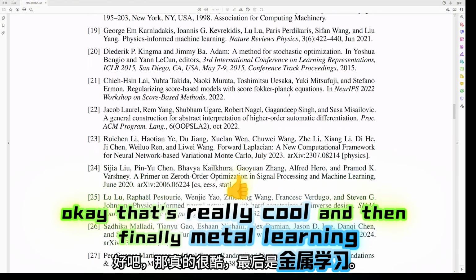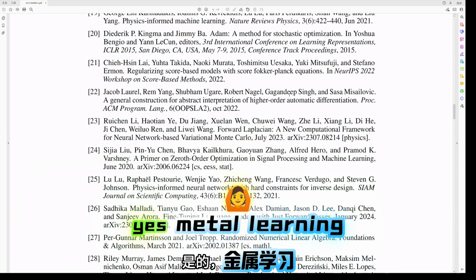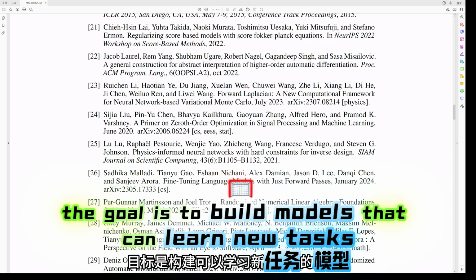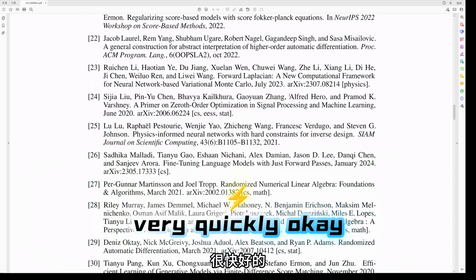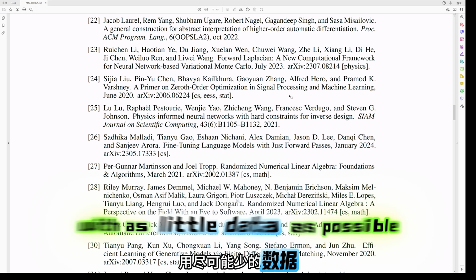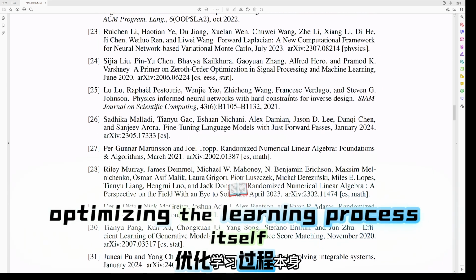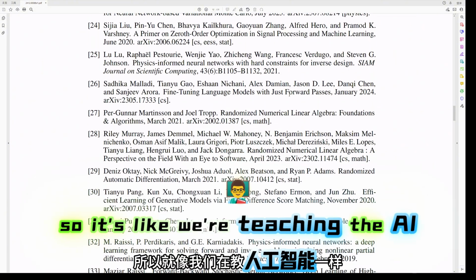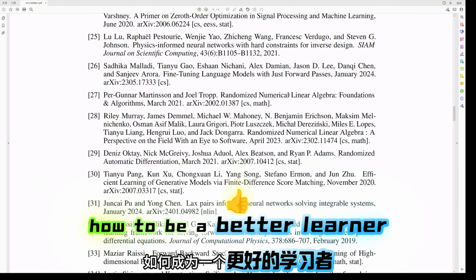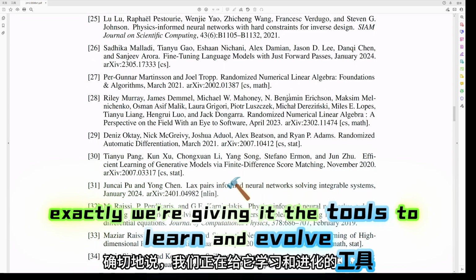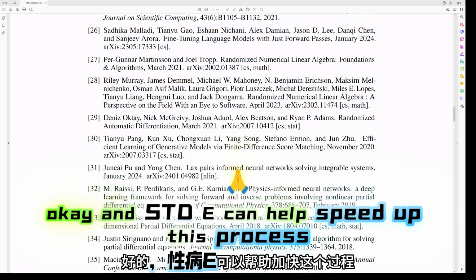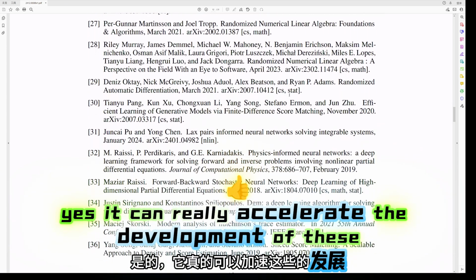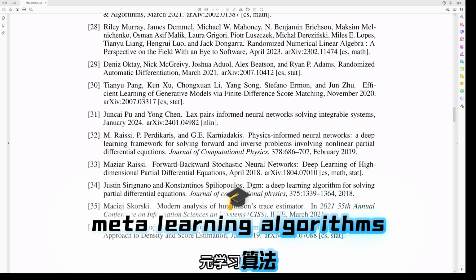Okay. That's really cool. And then finally, meta-learning. Yes, meta-learning. What's that about? So in meta-learning, the goal is to build models that can learn new tasks very quickly with as little data as possible. Okay. And this often involves optimizing the learning process itself, and high-order derivatives can help with that. So it's like we're teaching the AI how to be a better learner. Exactly. We're giving it the tools to learn and evolve. Okay. And STDE can help speed up this process. Yes, it can really accelerate the development of these meta-learning algorithms.